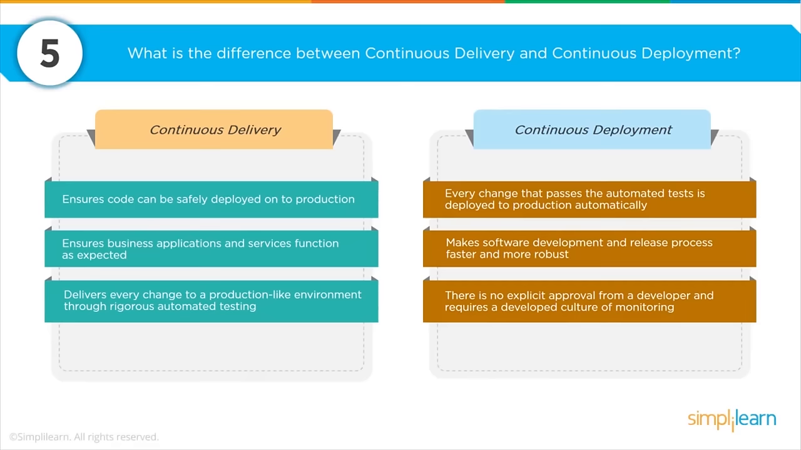So continuous delivery is based on putting out code that can be deployed safely to production. It ensures that your businesses and functions are running as you would expect them to be. So it's going through and completing the code that you'd actually see. Continuous deployment, in contrast, is all about ensuring that you're automating the deployment of a production environment. So you're able to go through and scale up your environment to meet the demands of both the solution and the customer. This makes software development and release processes much faster and more robust.